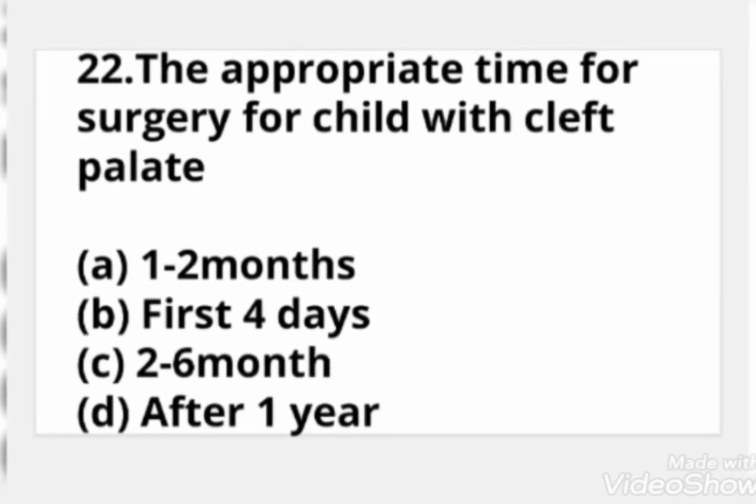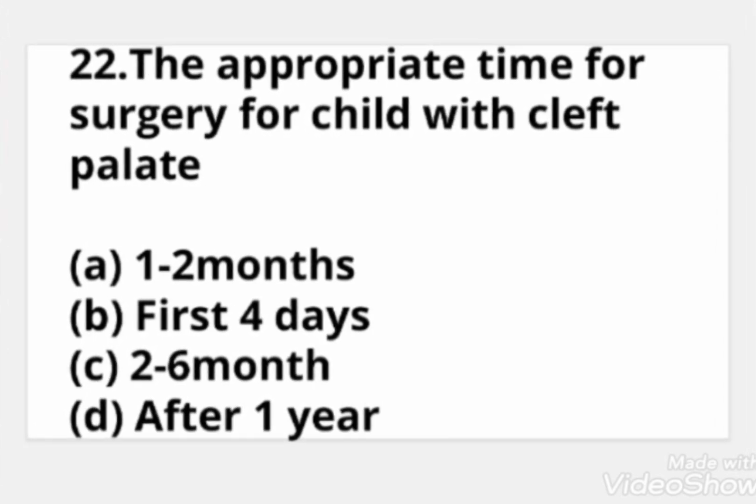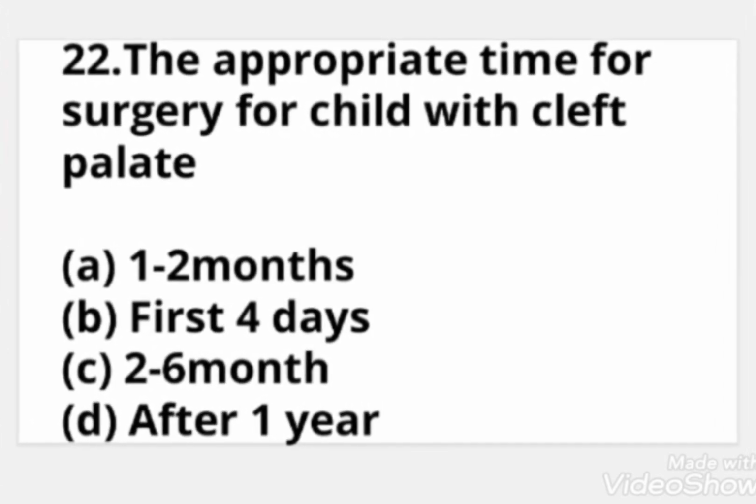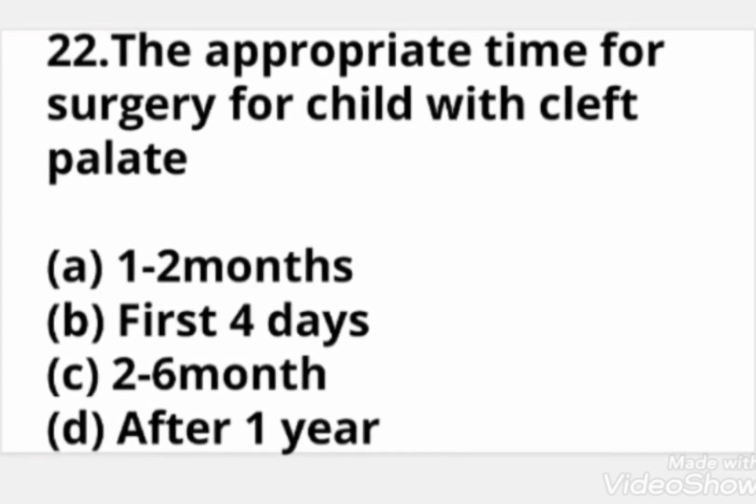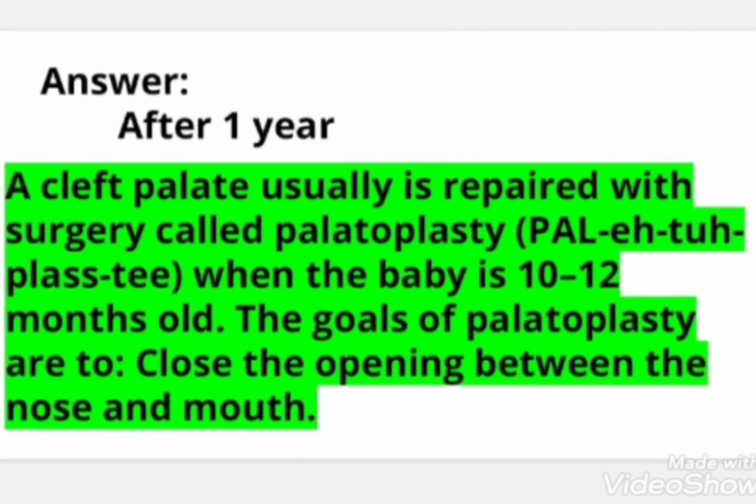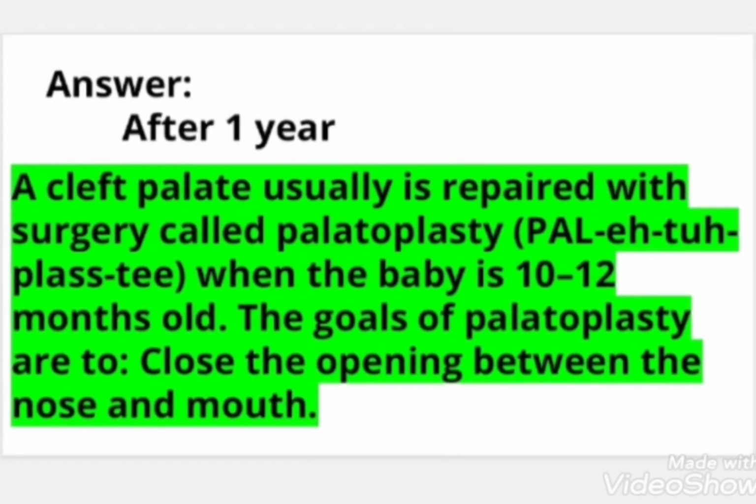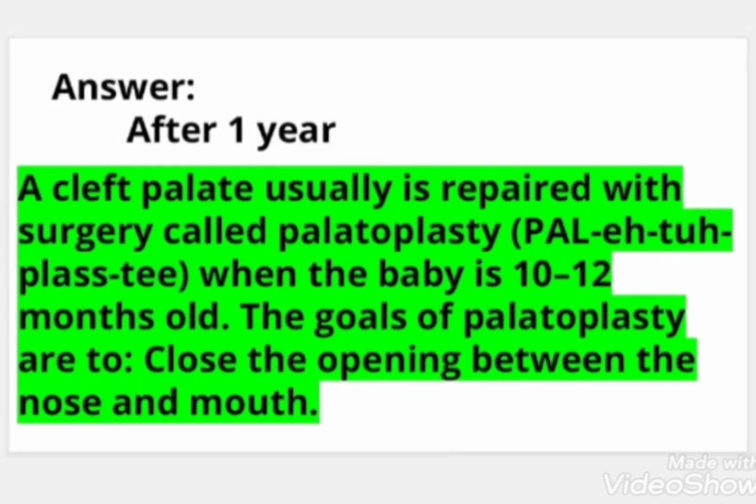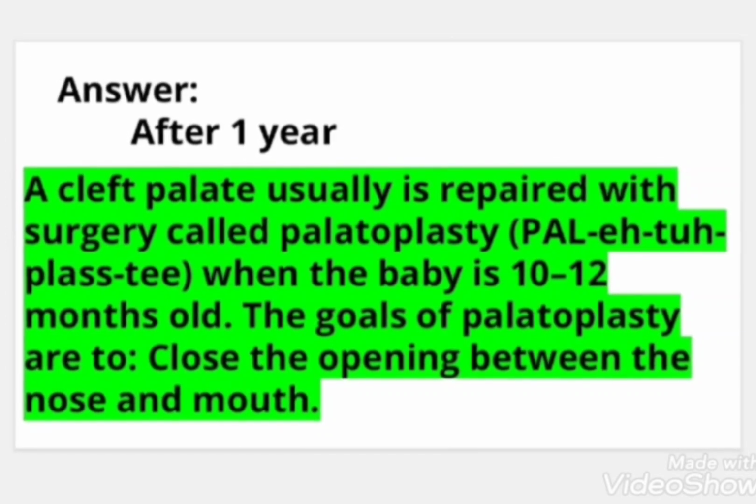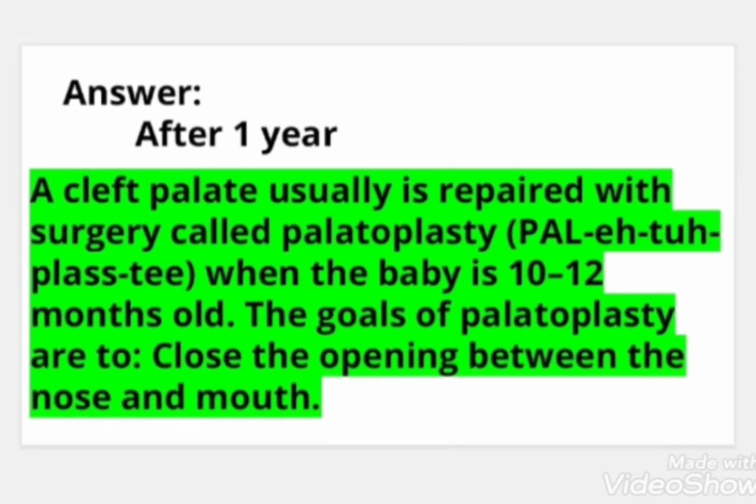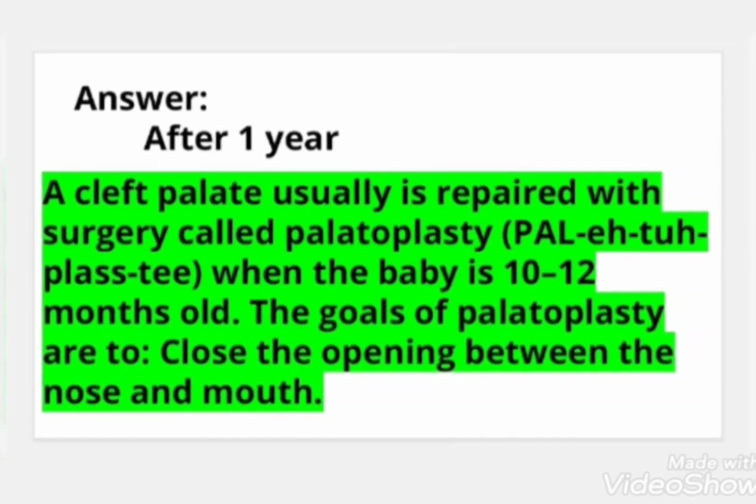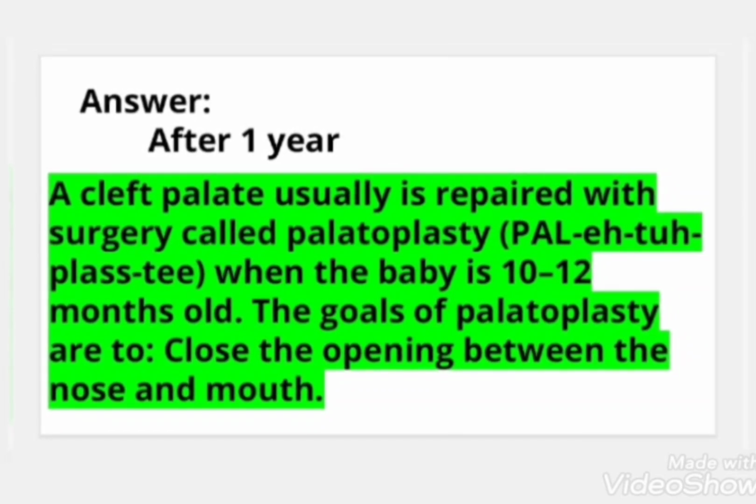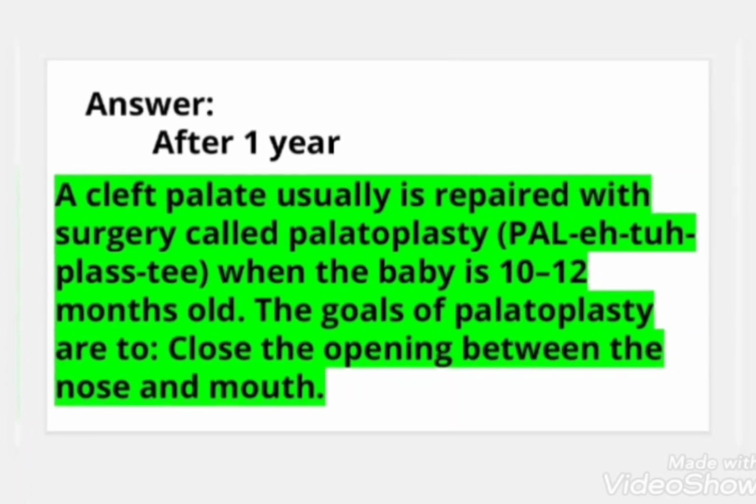22. The appropriate time for surgery for a child with cleft palate: A. At 1-2 months, B. First 4 days, C. 2 to 6 months, D. After 1 year. Answer: After 1 year. A cleft palate usually is repaired with surgery called palatoplasty, when the baby is 10 to 12 months old. The goals of palatoplasty are to close the opening between the nose and mouth.